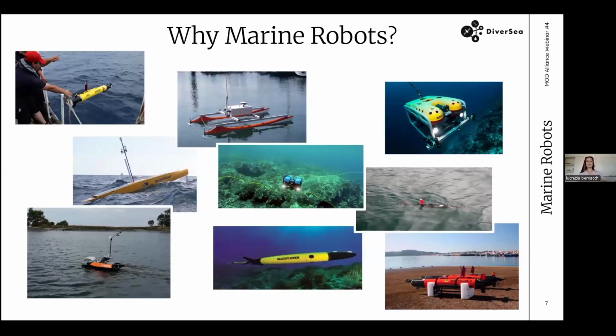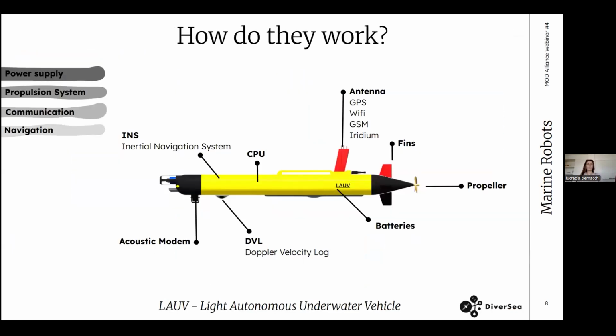Okay, so nowadays we have a lot of different kinds of robots, some of them with cables, some that can navigate completely autonomously, surface vehicles, underwater vehicles, wave-propelled vehicles, electric vehicles, plenty of vehicles we have. And in this slide we are taking as example the light autonomous underwater vehicle, and we want to point out the main components of these autonomous electric powered underwater vehicles.